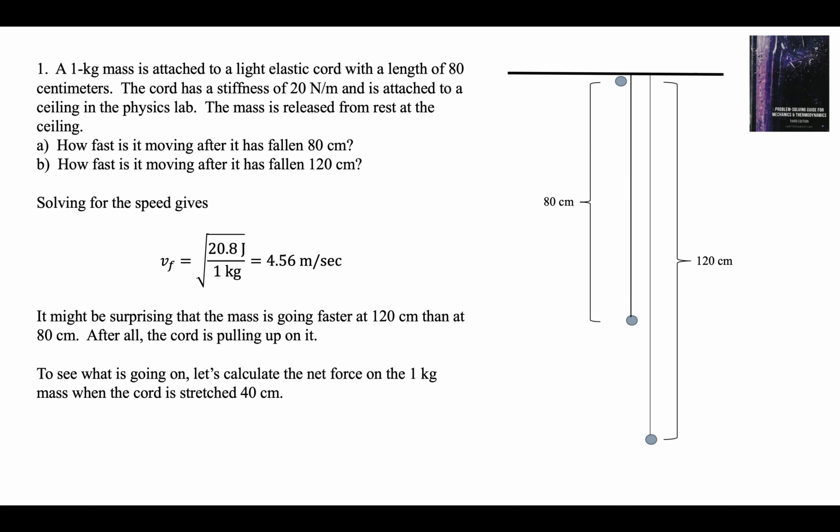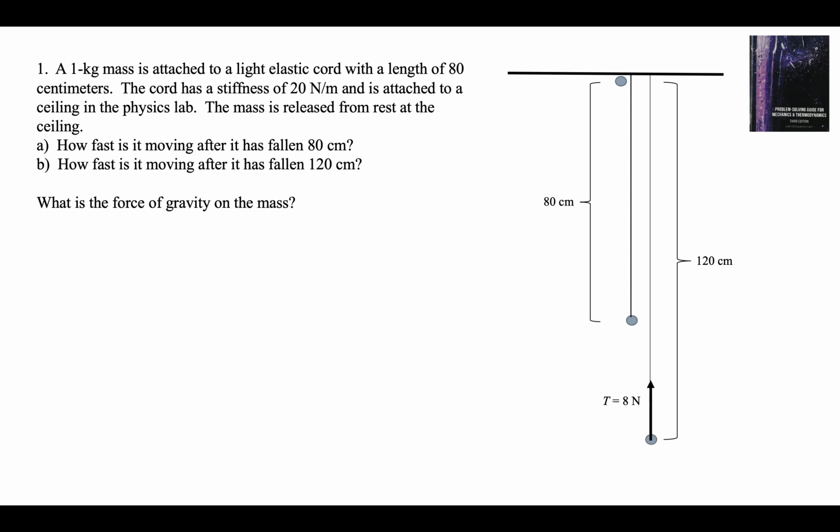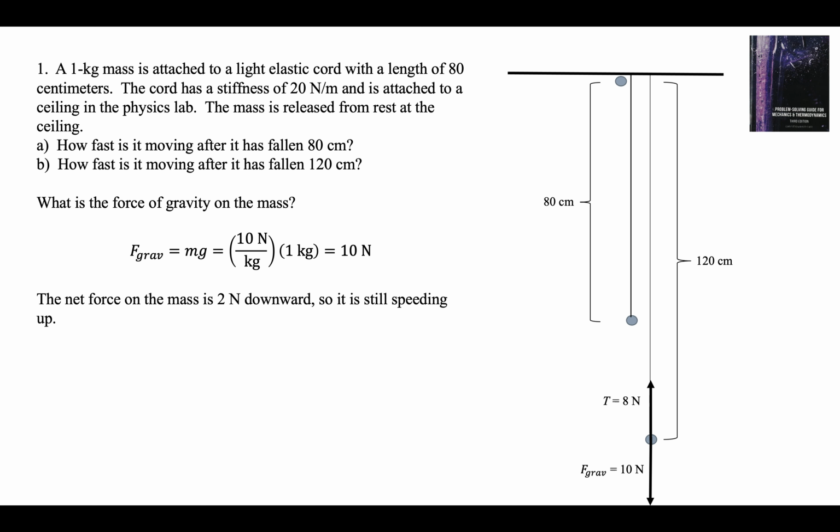To see what's going on, let's calculate the net force on the 1 kilogram mass when the cord is stretched 40 centimeters. The force is kx. k is 20 newtons per meter. It's stretched 40 centimeters, 0.4 meters, and we get 8 newtons. Let's put that on the force diagram. The tension in the cord is 8 newtons at this point, and it's getting bigger because the cord is stretching. What's the force of gravity on the mass? Well, it's always 10 newtons, so let's put that on the force diagram. It looks like the net force is 2 newtons downward, which means it's accelerating downward. It's still speeding up.